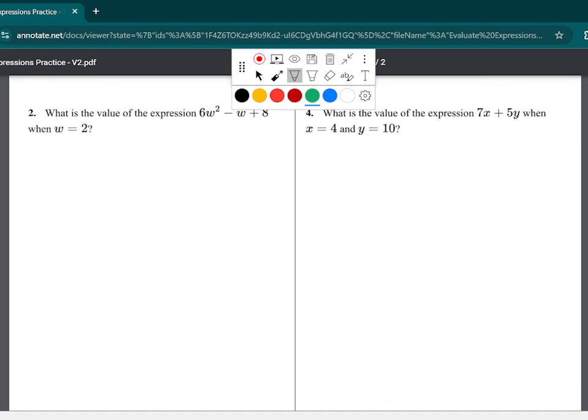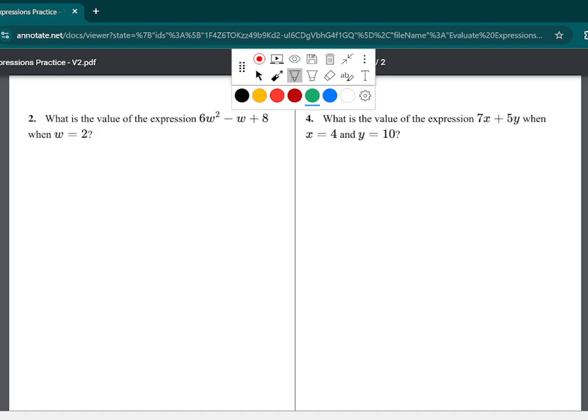Now we get a little bit more tricky, but not that much more tricky. What is the value of the expression 6w squared minus w plus 8 when w is 2? Again, we take the value that we're given and we plug it in to that variable. So 6 times 2 squared, minus 2, plus 8.